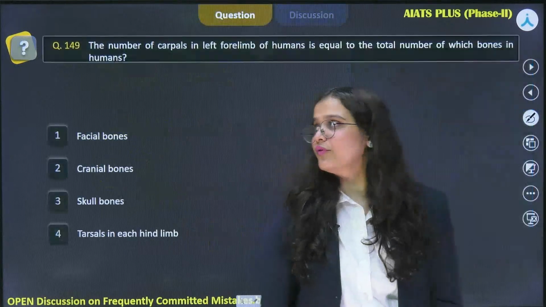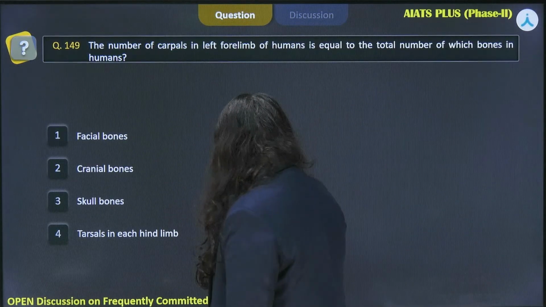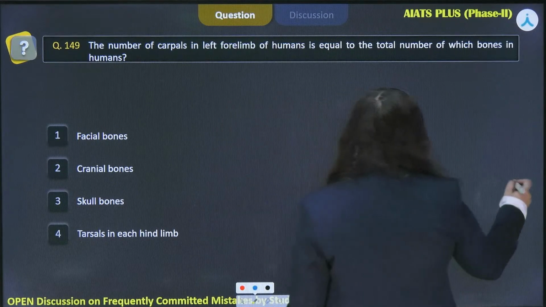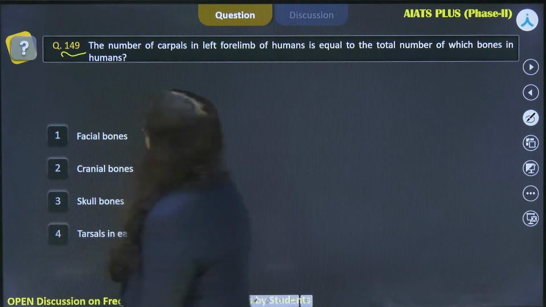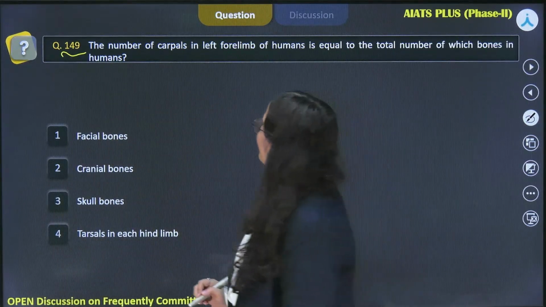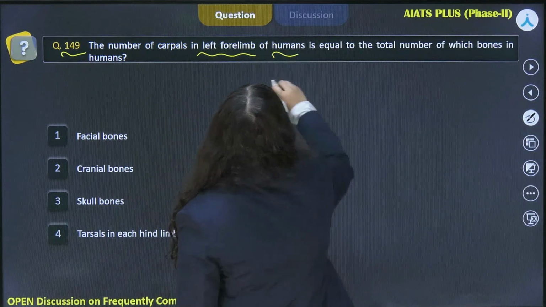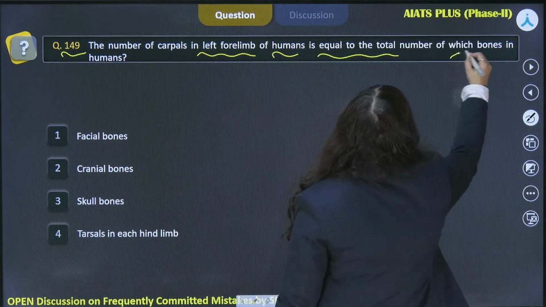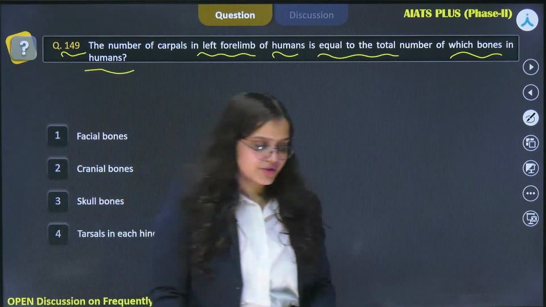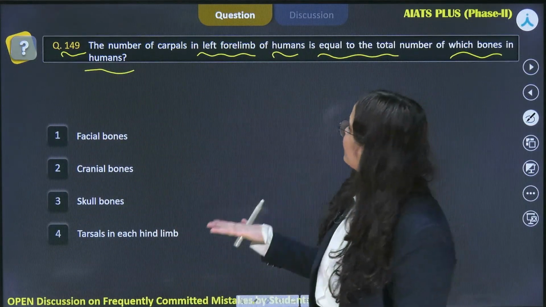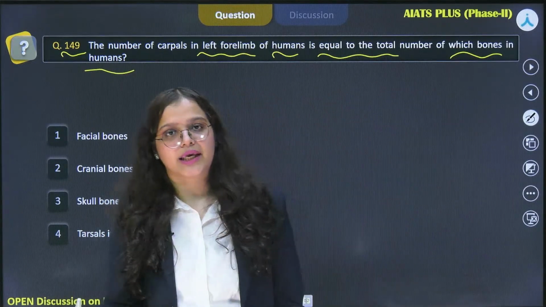So now we move on to our next question, and it pertains to the chapter of locomotion and movement. It states: the number of carpals in a left forelimb of humans is equal to the total number of which bones in humans. All right. So basically we are talking about the carpals in the left forelimb. So what is a carpal first?